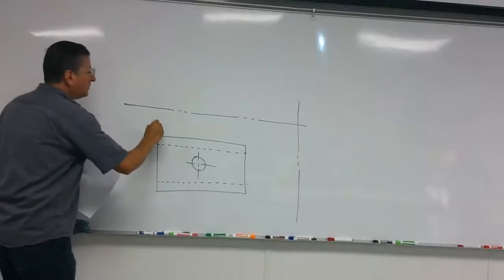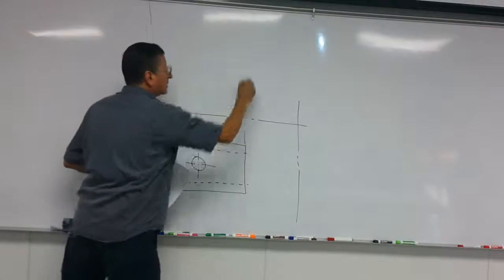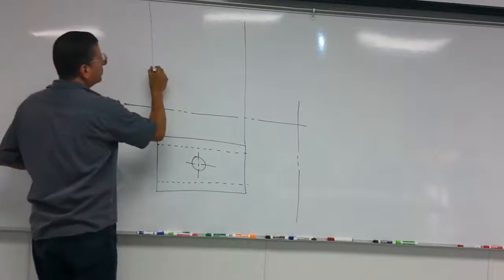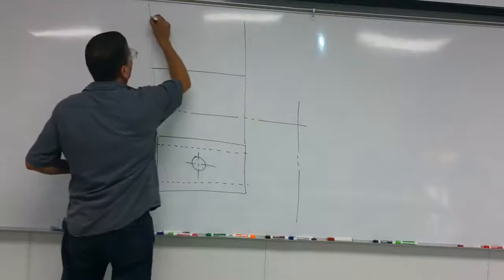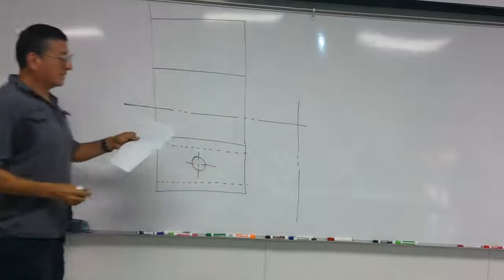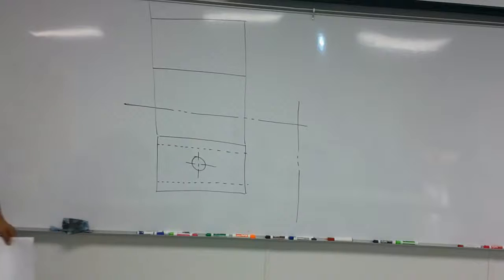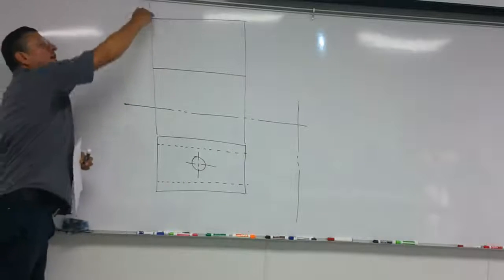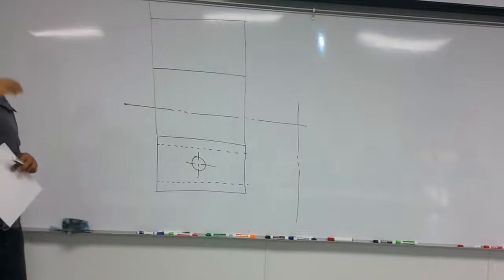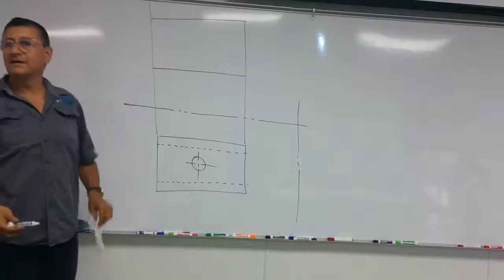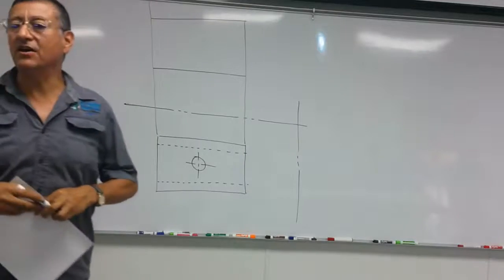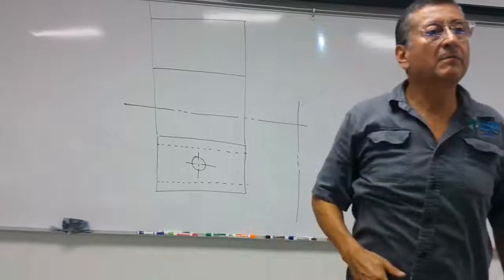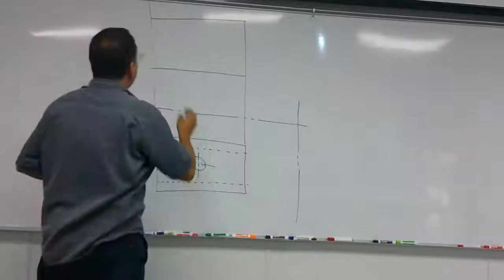And what about the top view? Where is the invisible line in the top view? It's going to be two then. Here or here? Where is the invisible line on top? On the bottom or on top? Bottom? Yes, on the bottom.